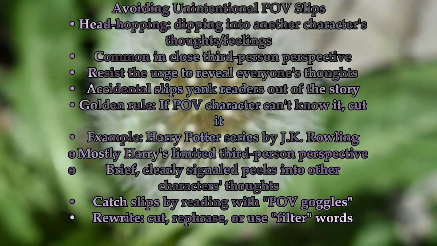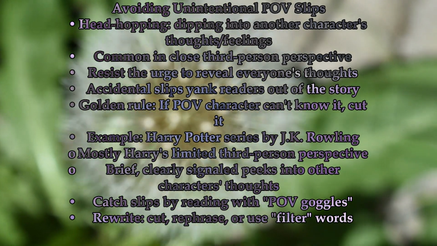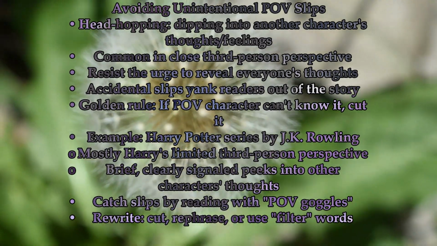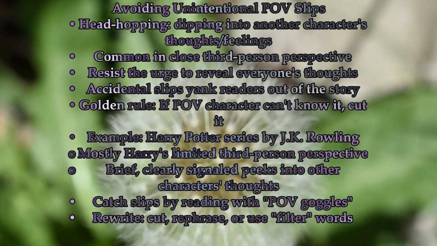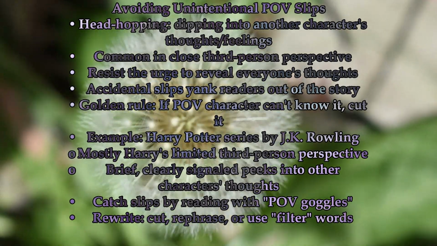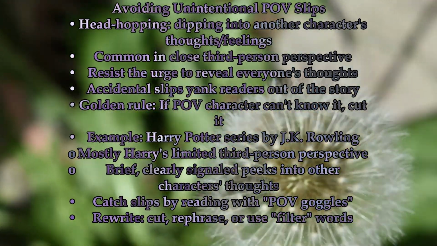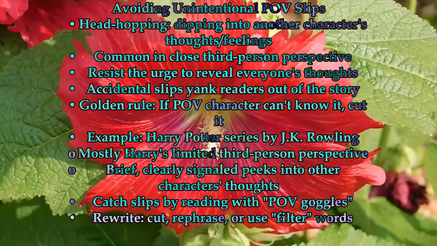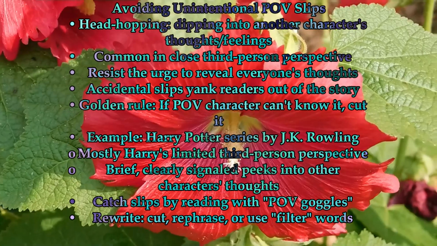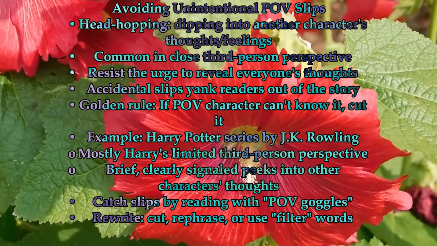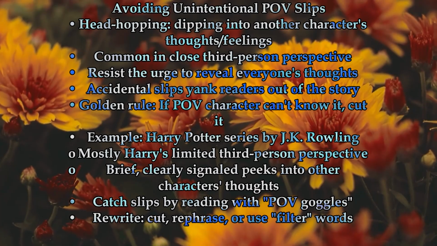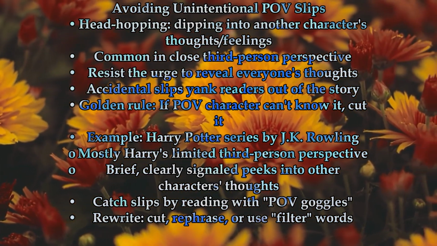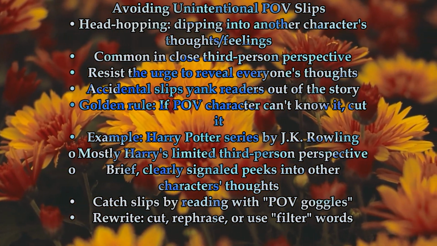So, what's a writer to do when you feel those unintentional slips creeping in? The first step is to catch them, of course, which is why it's so important to read your drafts with your POV goggles on. Then, it's all about the rewrite. Take a hard look at any spots where you're revealing another character's internal world and ask yourself, is this information that my POV character could realistically know or observe? If not, it's time to cut or rephrase.